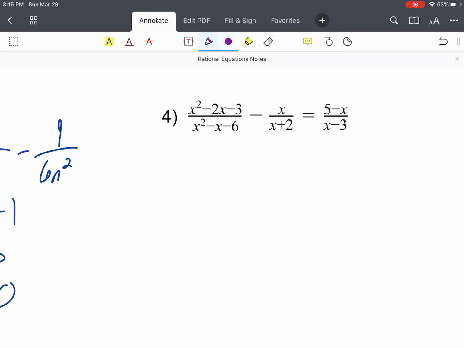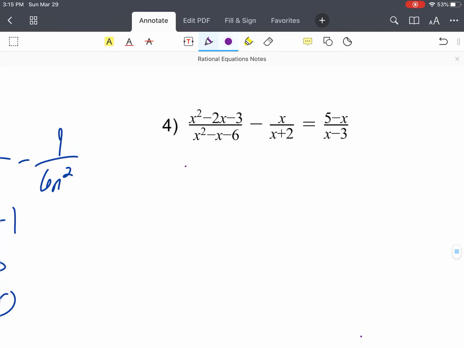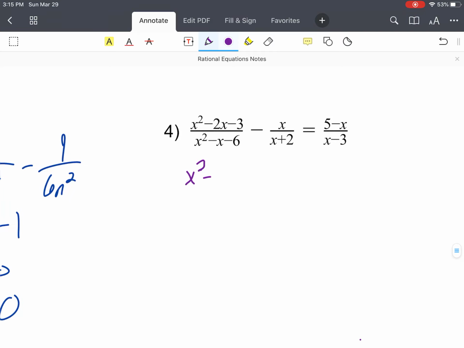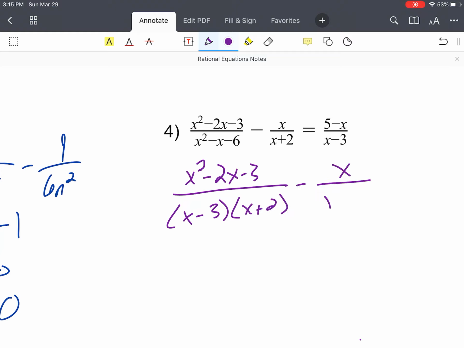Alright, so if we do this, we're going to have x squared minus 2x minus 3 over x minus 3 times x plus 2, minus x over x plus 2, equals 5 minus x over x minus 3.